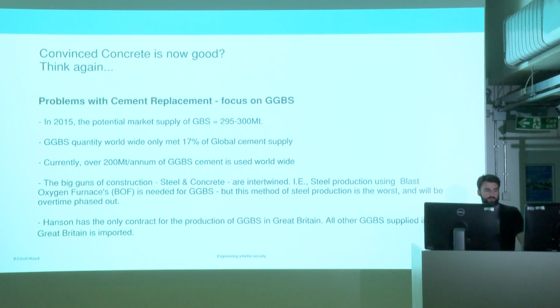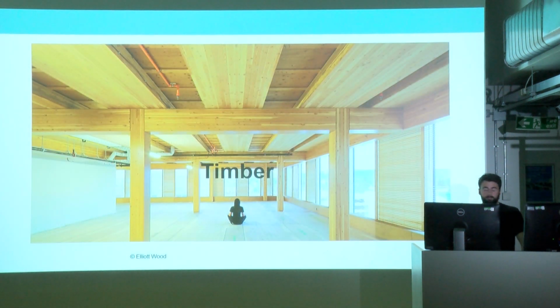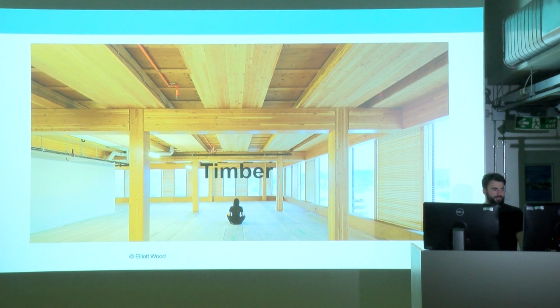So there's still a long way to go with cement, and the best way of reducing the amount of embodied carbon associated with it is just to use less of it. And an alternative material to look at then is timber, of course. Lovely picture here of someone enjoying a full timber space, glulam and CLT slabs.